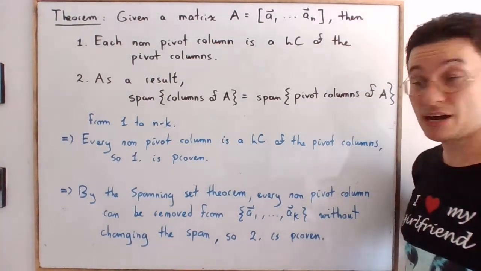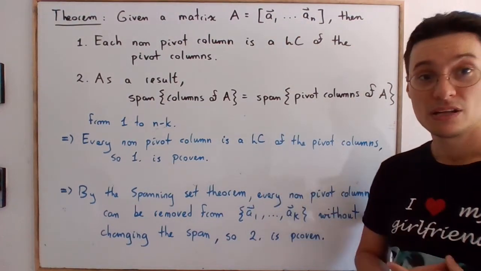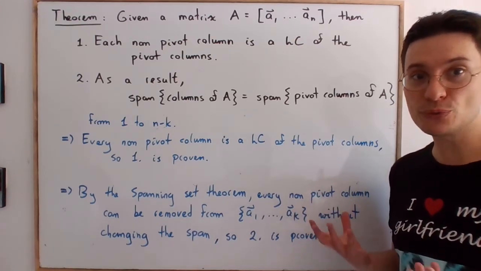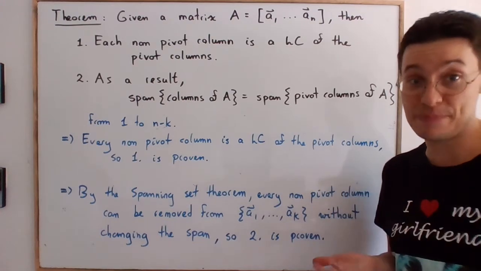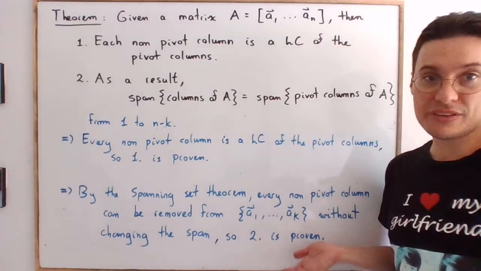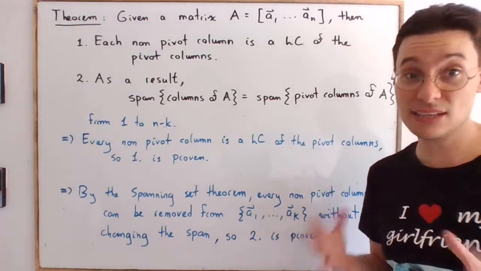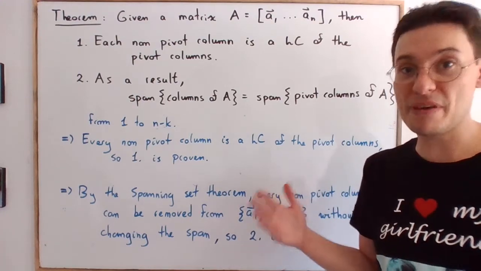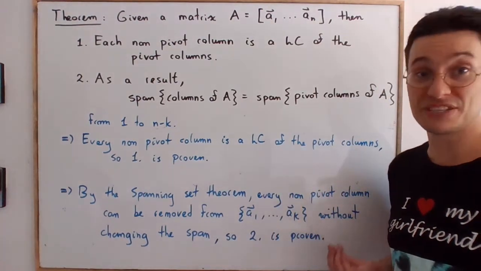There you go. This is the proof of the full theorem. So if ever you have a generating set and you want to write it as a minimal set that generates the same span, then what you need to do is take the vectors from that generating set, put them in a matrix, row reduce, and each non-pivot column you remove from the generating set. That's it. That's the way this theorem is used.